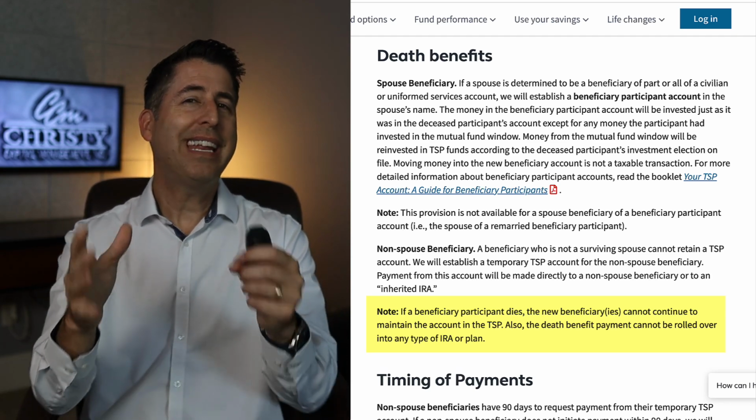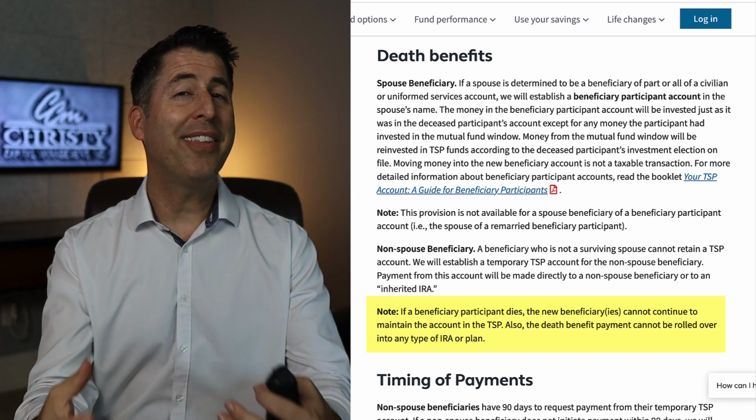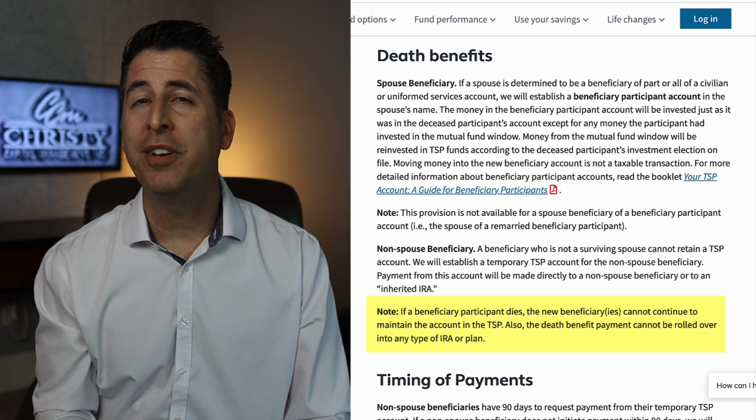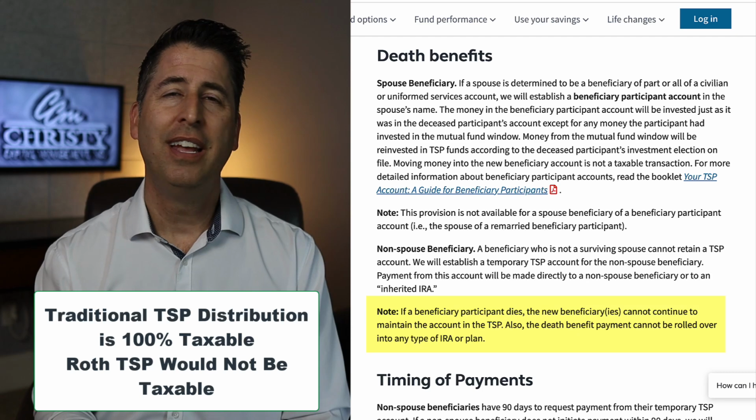What the last statement means is that the second person to inherit the TSP from inside the TSP will have to take possession of the money by taking a full distribution, and it will be 100% taxable in the year that they take it. This can be a huge problem. For example, let's say that there's $1 million in the TSP. Your spouse inherits it, so now there's $1 million in the beneficiary participant account.